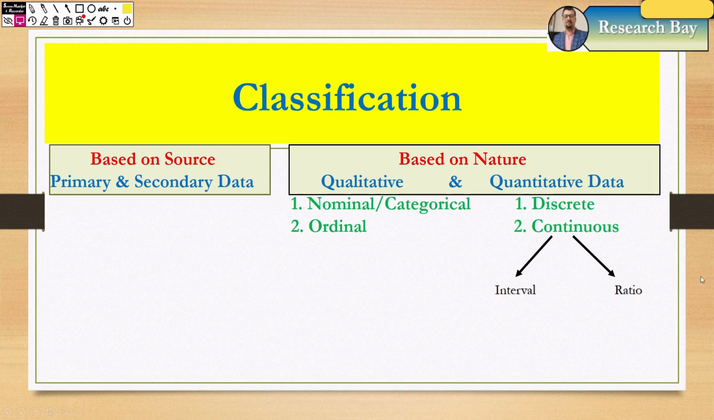Then we have the continuous data, under which we have the interval and the ratio. Now it is important to understand that in interval data, we do not have a true zero, also known as absolute zero. That means although the intervals between two measurements are equal, there is an absence of true zero. The best example for interval type of data is the temperature scale.